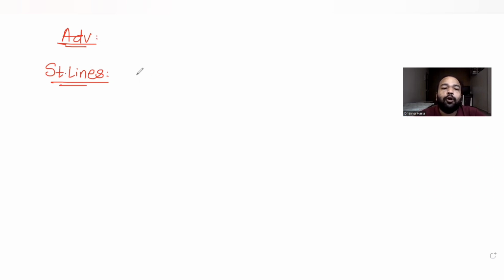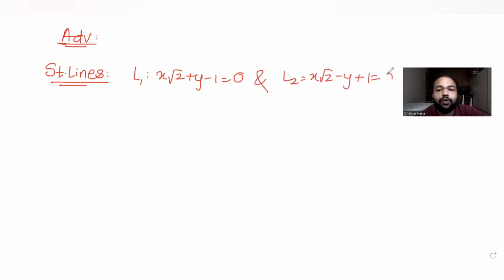Here, if I talk about the question, we have been given two lines L1 and L2. L1 is given by x root 2 plus y minus 1 is equal to 0, and the second line L2 is x root 2 minus y plus 1 is equal to 0. So these are the two equations of lines given.